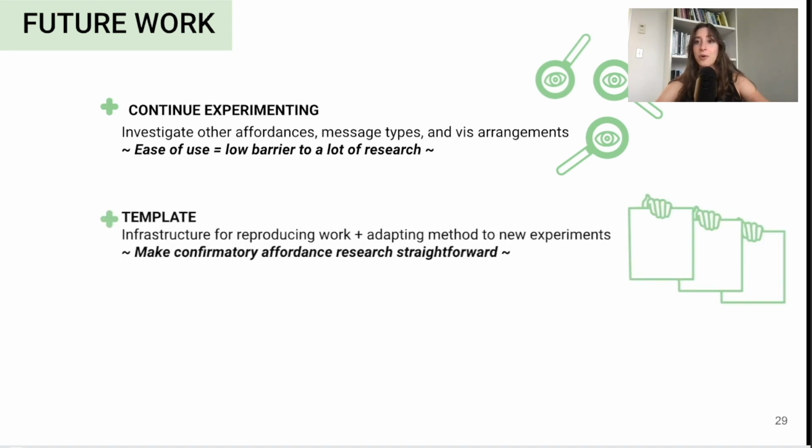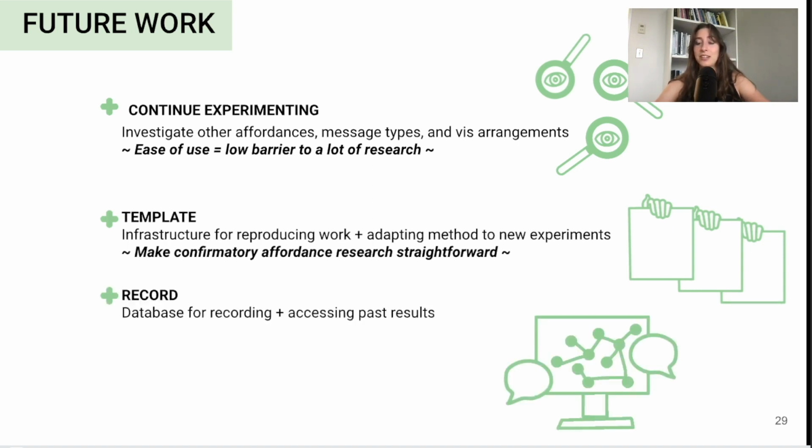Hand in hand with that, we're making a series of templates that make it very easy to reproduce work, as well as adapt this method to new experiments. We believe that this method makes confirmatory affordance research really straightforward and therefore really accessible to other researchers at a graduate level, but also perhaps to undergraduate or even high school labs who hope to replicate some of these results and can make use of templates to do so.